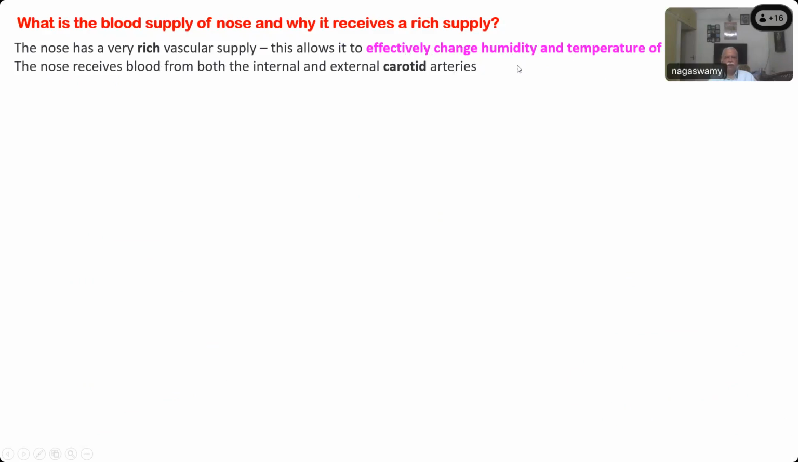Okay? So it provides adequate humidity. Sometimes the examiners ask you about the types of humidity. How will you classify humidity? Any idea? Absolute humidity and relative humidity. Okay. So, absolute and relative humidity.